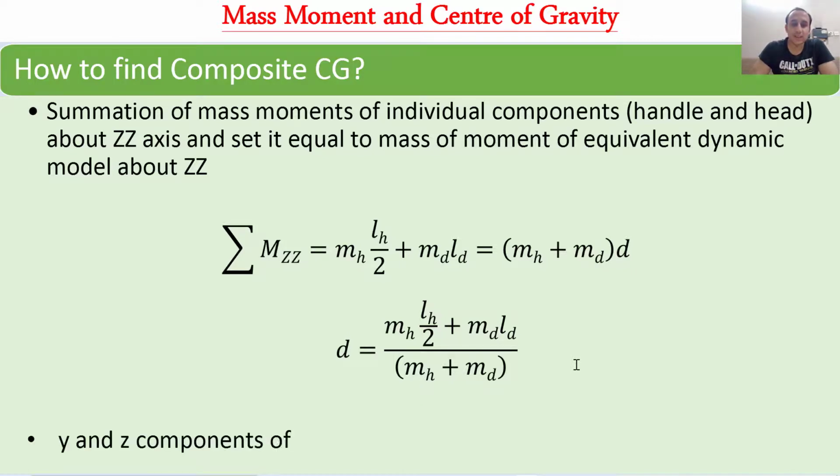Okay, so y and z components of composite CG are both 0. Why? Because if we talk about a cylinder, the CG is only acting on one axis. It doesn't have the y and z components. All of those components are 0. That is the case for the CG of cylinders, but not for other regular shapes.